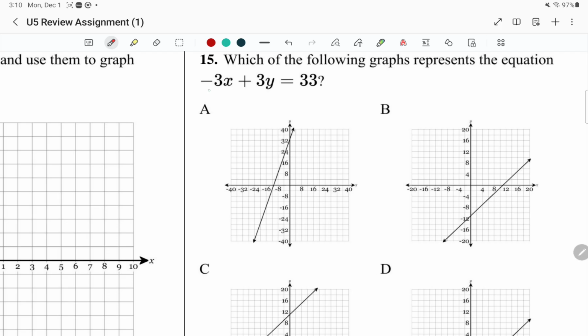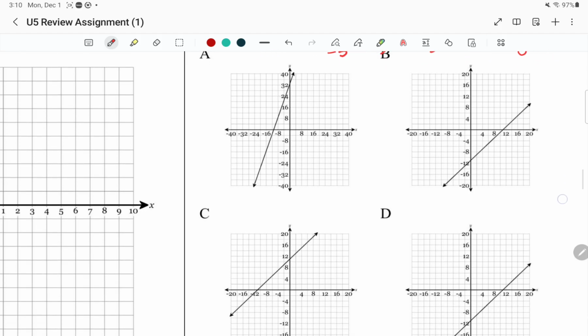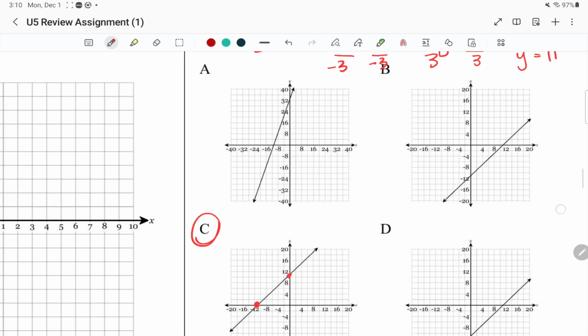So I'm going to cover up and write what's left and then solve. So y is going to be 11. I'm going to then cover up, write what's left, and solve. And that's going to be -11. So I need to find y is +11. So there's +11. And x is -11. So it's got to be C.